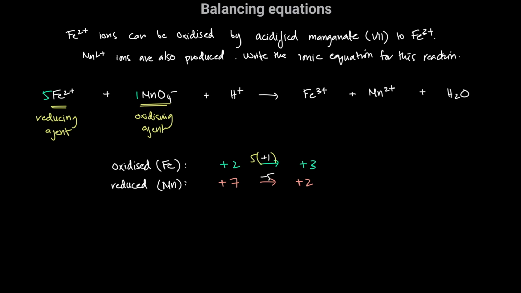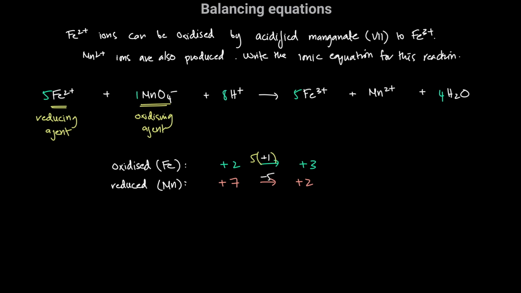So if we balance the rest of the equation, we have 5 Fe2+ on the left, so 5 Fe3+ on the right. We have 1 MnO4- here, so we're going to have 1 Mn2+. Then we have 4 oxygens on the left, so we need 4 oxygens on the right, so that's 4 H2O. And we have 8 hydrogens on the right, so we have 8 hydrogens on the left. So this is the overall equation.